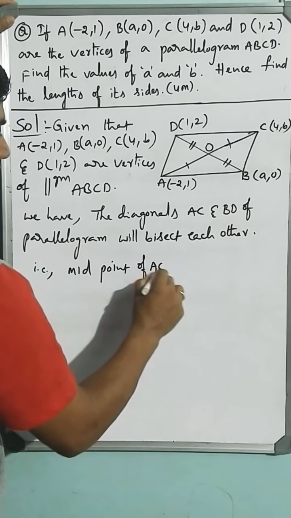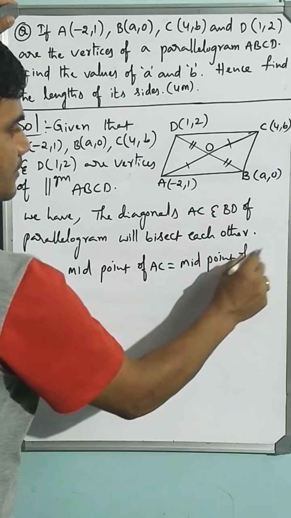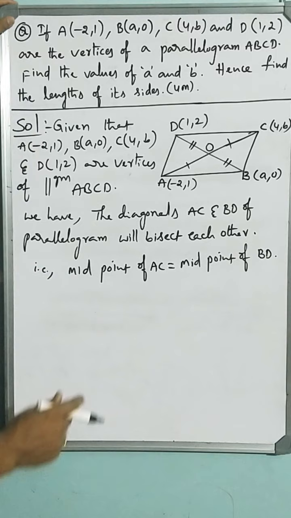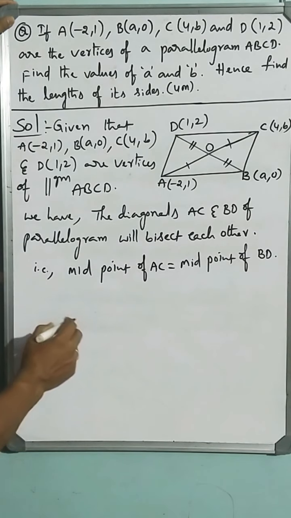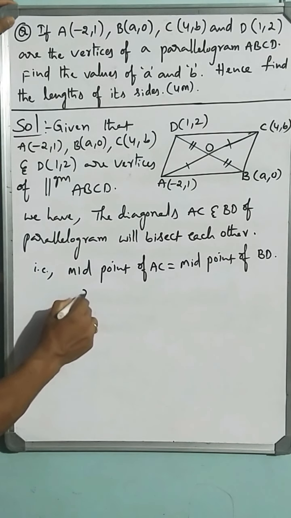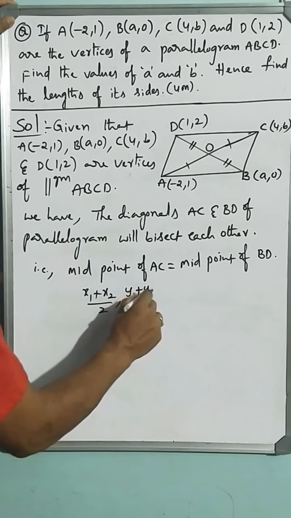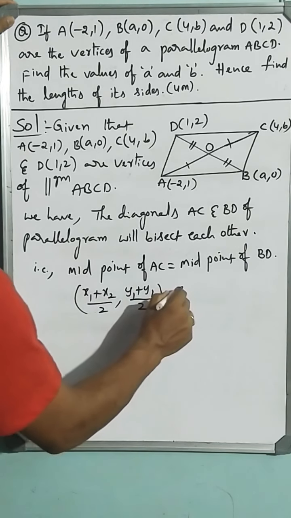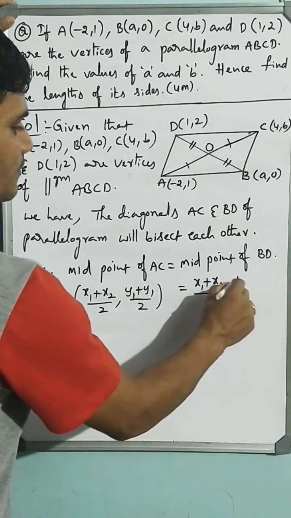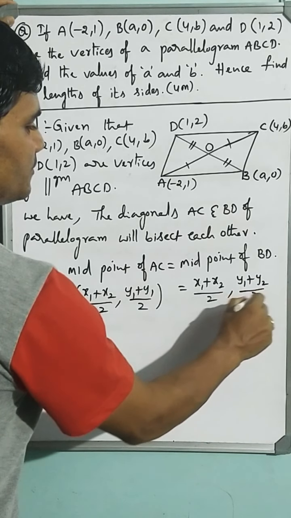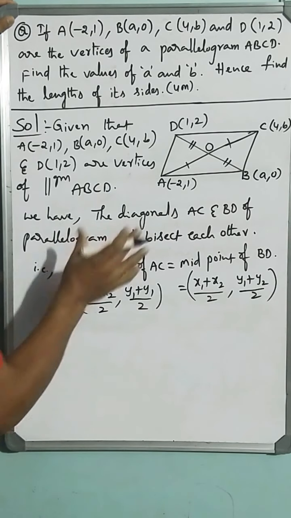Midpoint of AC is equal to midpoint of BD. You know the midpoint formula. The midpoint formula means the section formula with ratio 1:1. The formula is (x1 plus x2) by 2, that is the average of x coordinates, and (y1 plus y2) by 2, the average of y coordinates. If you know the formula, you need not write it, just simply apply the formula to the coordinates.